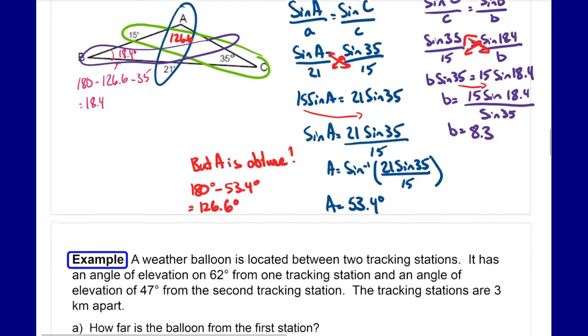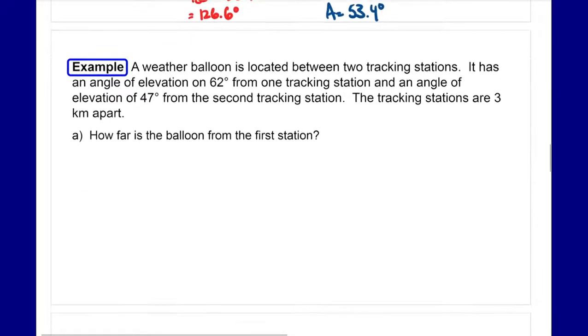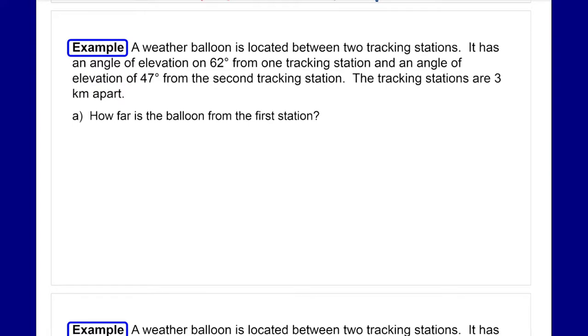What we're going to look at now is some examples. It will be helpful if we can draw these examples, or at least visualize them, because then it's relatively straightforward, hopefully, to figure out what our actual measurements are going to be and what our formulas are going to look like. A weather balloon is located between two tracking stations. It has an angle of elevation of 62 degrees from one tracking station and an angle of elevation of 47 degrees from the second tracking station. The tracking stations are 3 kilometers apart.